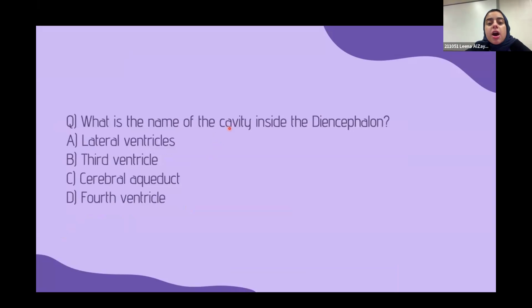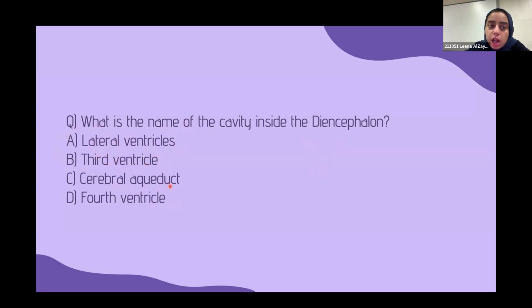What is the name of the cavity inside the diencephalon? Don't forget when you dial the phone, which number do you put? It's B. Good job. So let's think of it. Lateral ventricle for which one? For telencephalon. Third ventricle for diencephalon, which are for the forebrain.